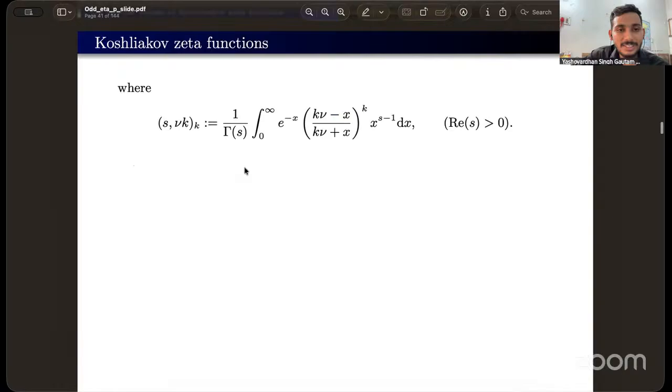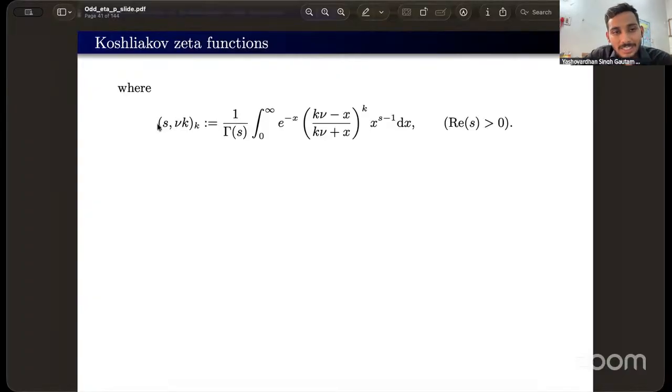Next, let's see what this bracket function is. The bracket function is defined in this way. It is defined as 1 upon the gamma function of this integral. Now, what is this nu? Here is a new variable, nu. Whenever we mention nu in the upcoming slides, nu means 2 pi p. Nu is just 2 pi p.